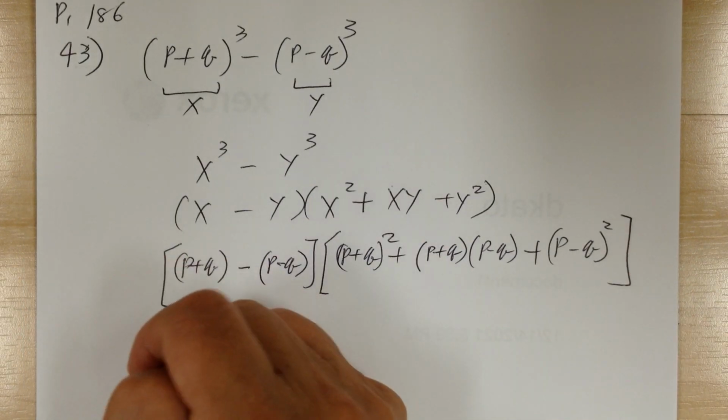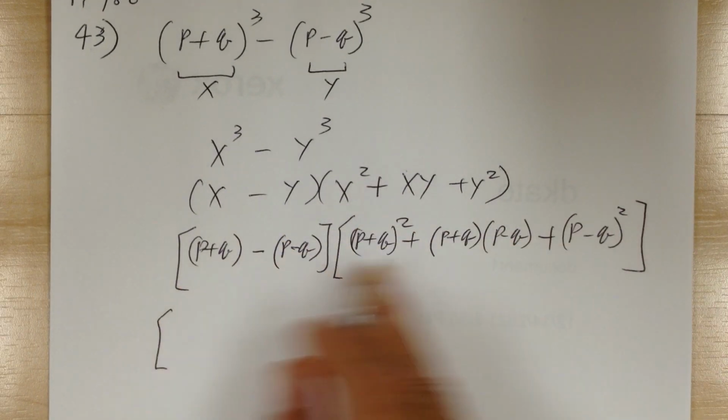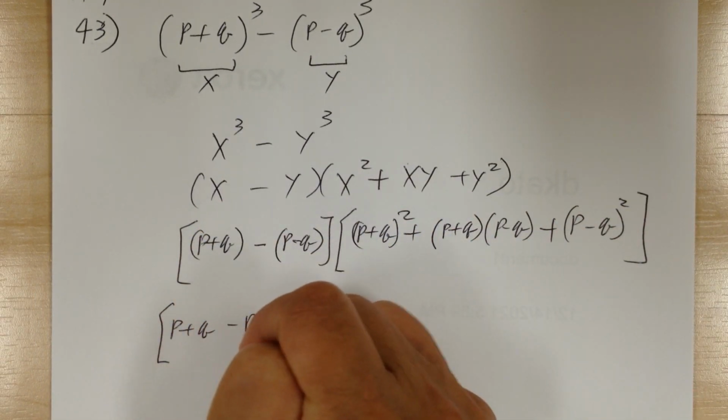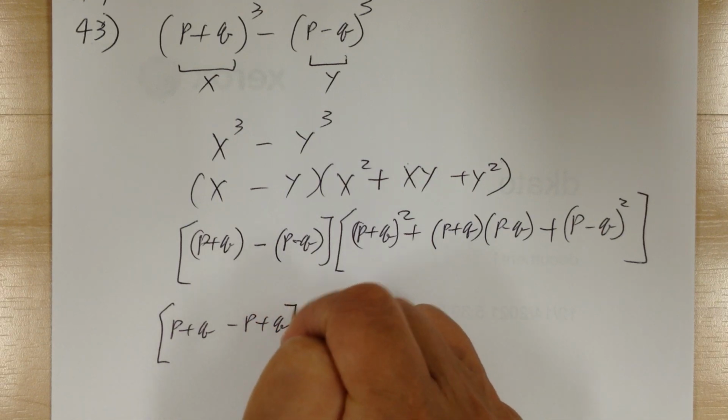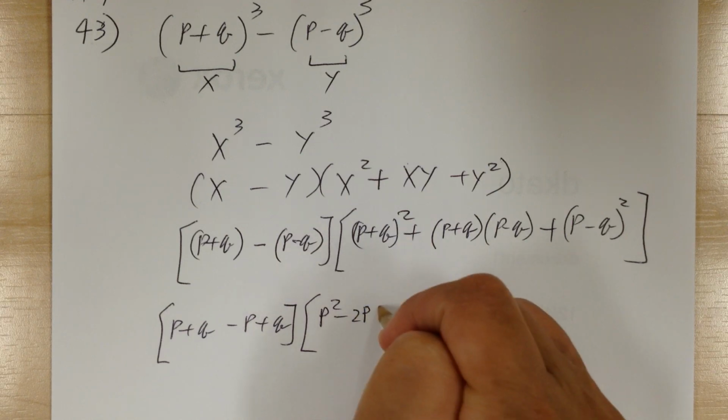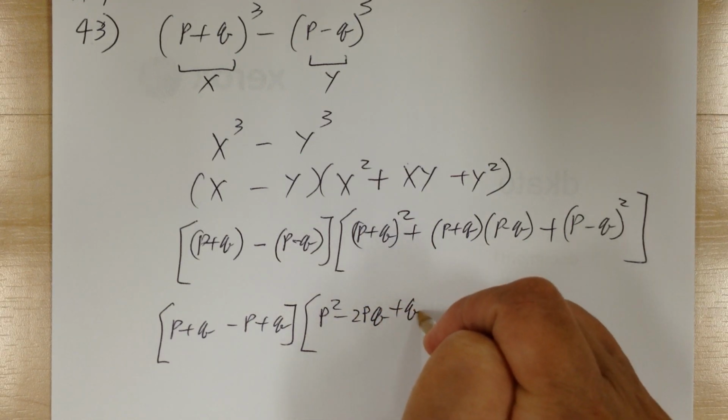So now let's go and work everything out. Let's get rid of the parentheses and multiply the square. So this becomes p plus q minus p plus q. This one, when you square, you're going to get p squared plus 2pq plus q squared.